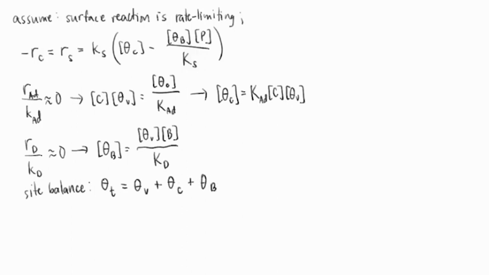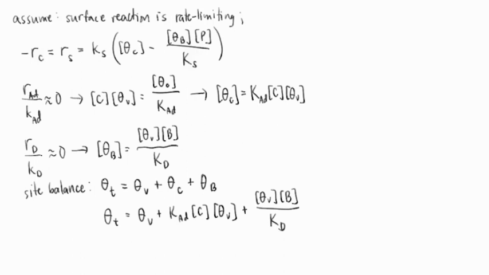We can now substitute our above equations. We will have total active sites is equal to vacant active sites plus theta C, which is simply K adsorption, concentration of cumene, concentration of the vacant active sites, plus theta B, which is equal to the concentration of the vacant active sites, concentration of benzene over capital K D.